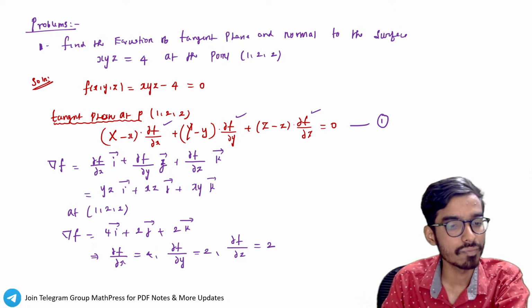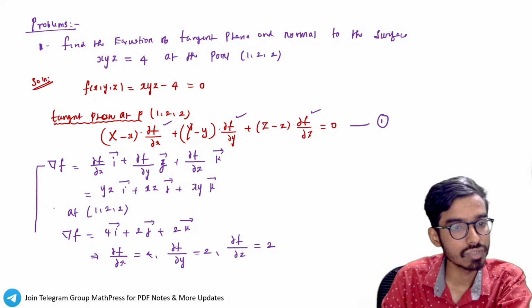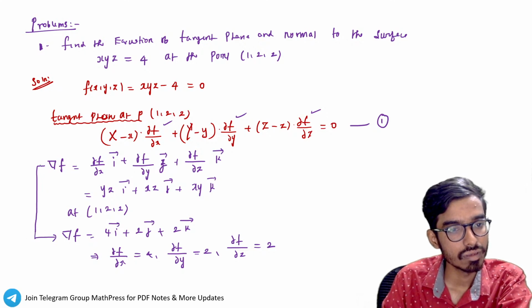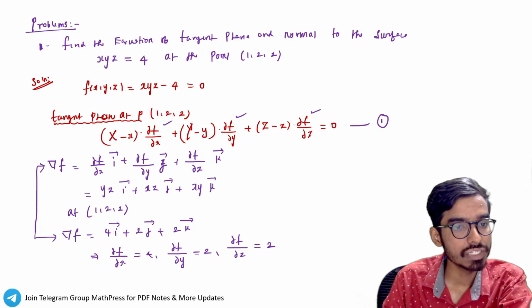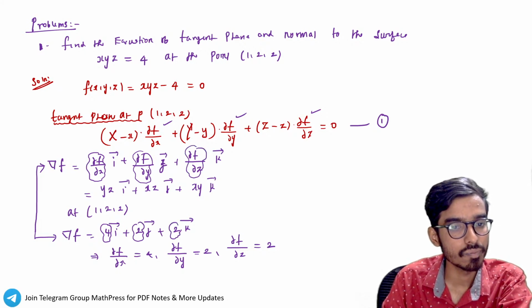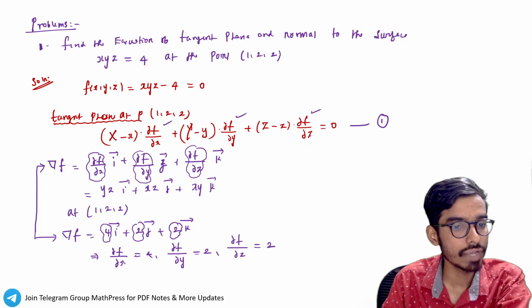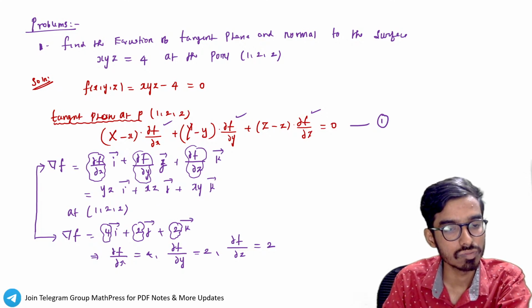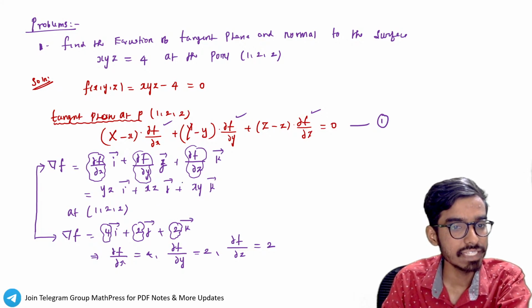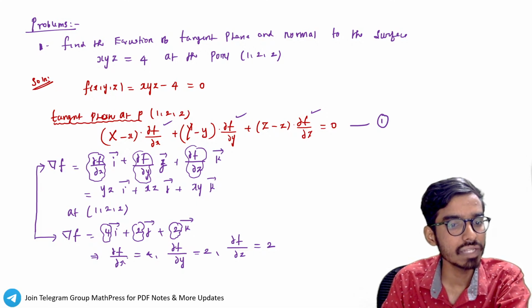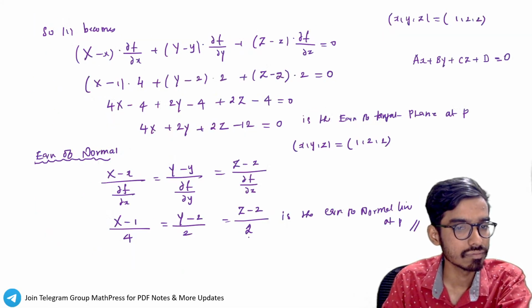See, this is del f, right? This is del f. And just compare this and this. So what is the coefficient? What is dou f by dou x? It is 4. Right? Just compare these coefficients here. And just compare this. Dou f by dou y is 2. Dou f by dou z is 2. Just compare these two, right, to find dou f by dou x, dou f by dou y, dou f by dou z. Because here we have ijk, here we have ijk. Compare this, you will get dou f by dou x, dou f by dou y, dou f by dou z.